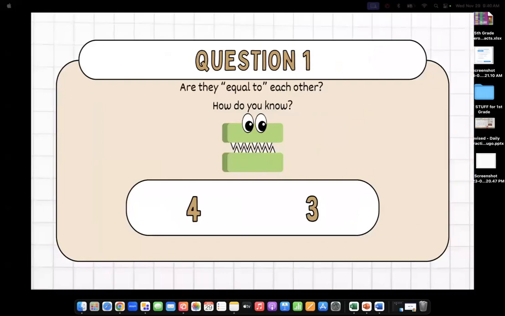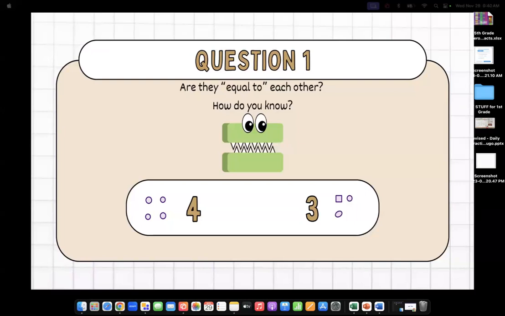So are these 2 numbers equal to each other? In this instance, you have the number 4 right here: 1, 2, 3, 4. And then you have the number 3: 1, 2, 3. Are these two numbers equal? Tell her no. No. Bella says no.